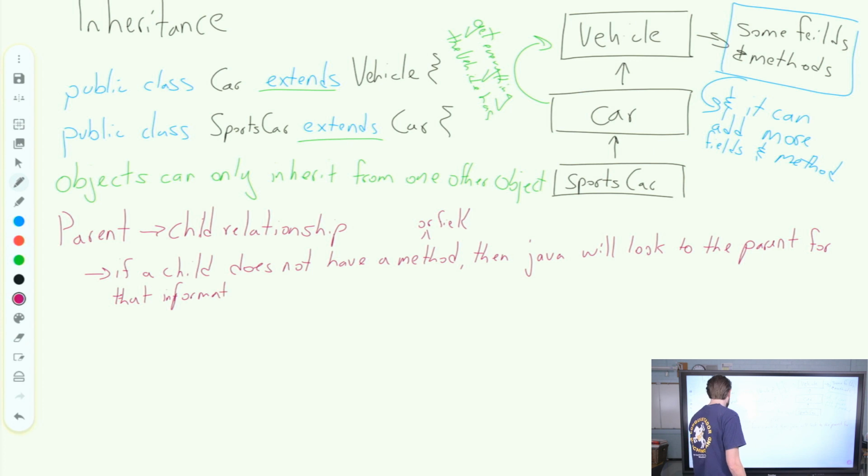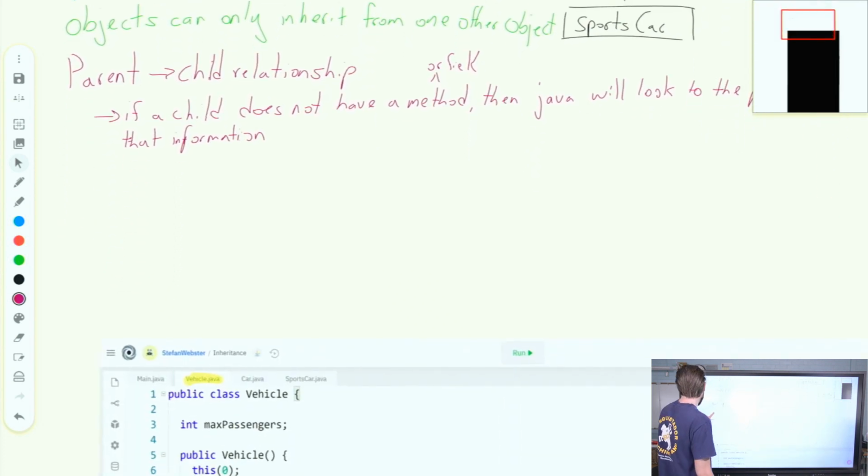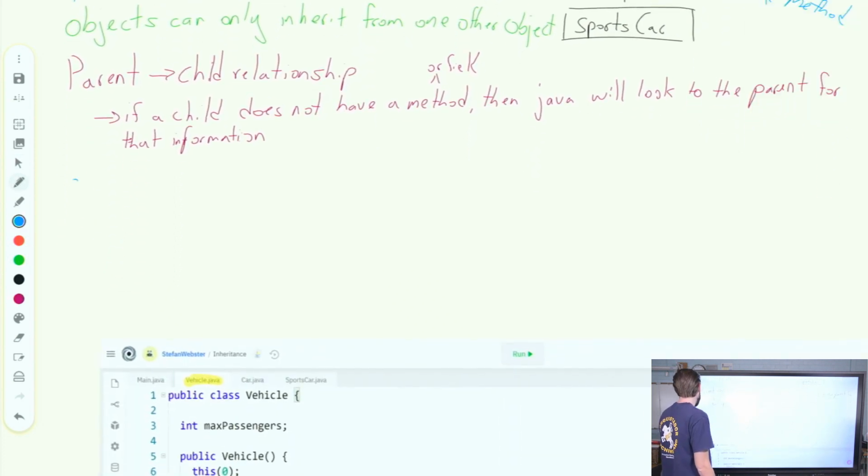It will not look to the child. So if I have a vehicle and I try to call a method from the car class, Java will not be able to run it. Only a car can run things from vehicles. Vehicles cannot run things from cars. Okay, so last thing we need to talk about is our keyword super.